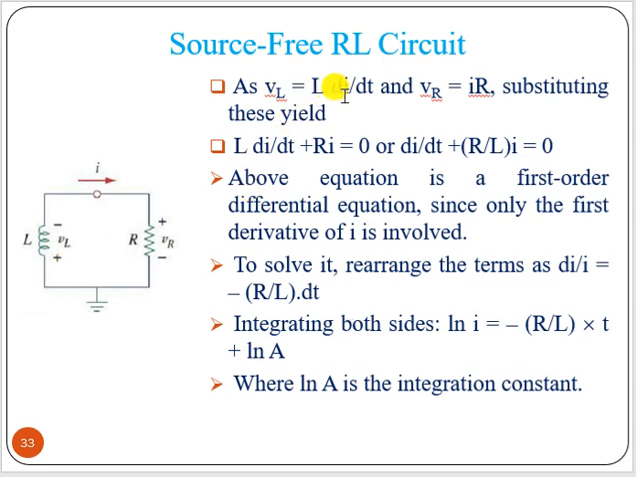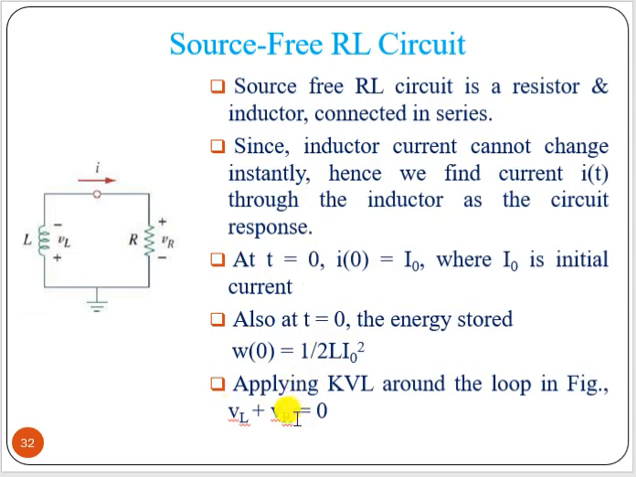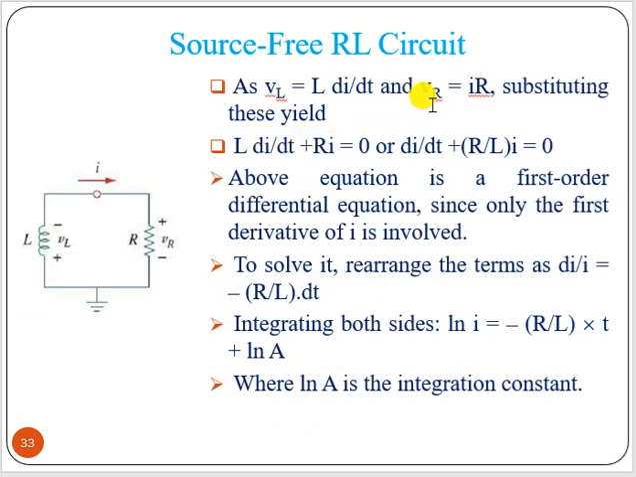Now VL is nothing but L di by dt and VR is nothing but I R. So by putting that into this equation, L di by dt plus I R equal to 0. By rearranging, dividing by L, di by dt equal to minus R by L into I. Now if you rearrange that, di by I equal to minus R by L into dt. Now if we integrate both sides, we will get ln of I equal to minus R by L into t plus ln A, where ln A is the integration constant.